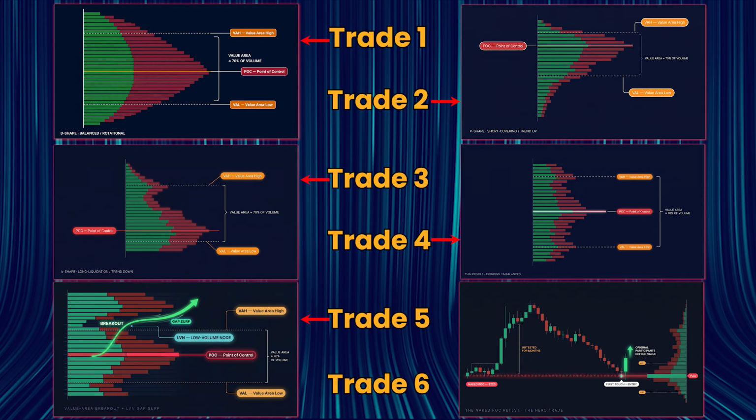Right, so what is the VP? The volume profile tells us how many people transacted at a price. But what it allows us to do is get intuition about which prices are stickier or more important than others.